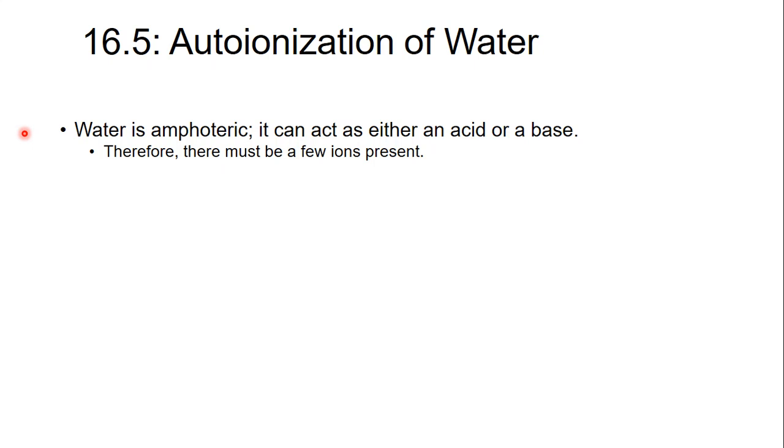In this video, we're going to look at the autoionization of water. Now, in the previous videos, we said that water is amphoteric. That is, it can act as both an acid and a base. Therefore, what that means is when you just have a sample of water, there will be some ions present because it will have an acid-base reaction with itself.